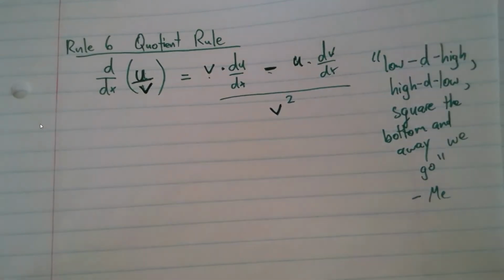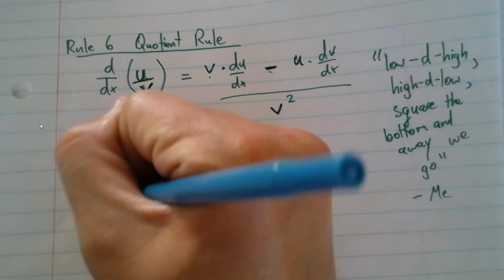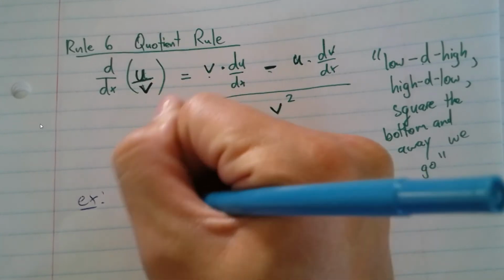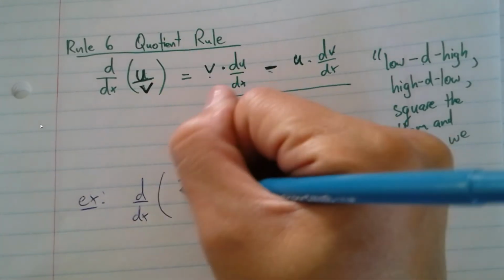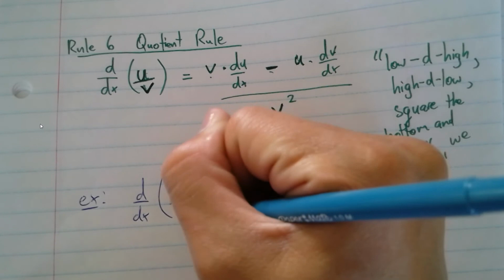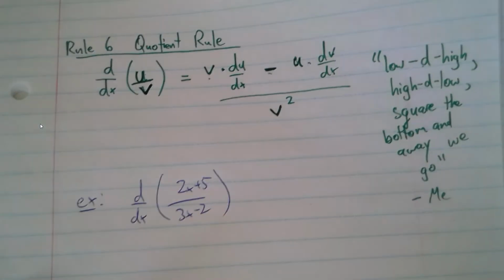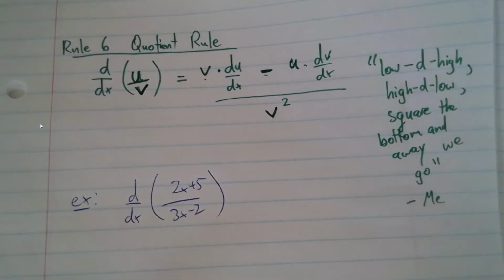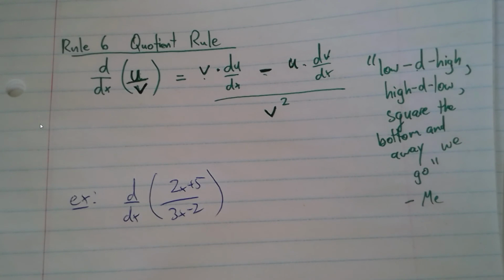All right, let's give you an example here, okay? Let's take the derivative of 2x plus 5 over 3x minus 2, okay? Can you at least identify for me the u and the v? What would the u be and what would the v be?